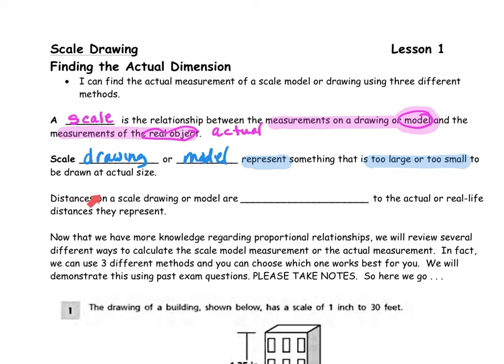Next, distances on a scale drawing or model are proportional to the actual real-life distances they represent. So that's why we have this particular scale drawing in our ratios and proportional relationships unit. So proportional.